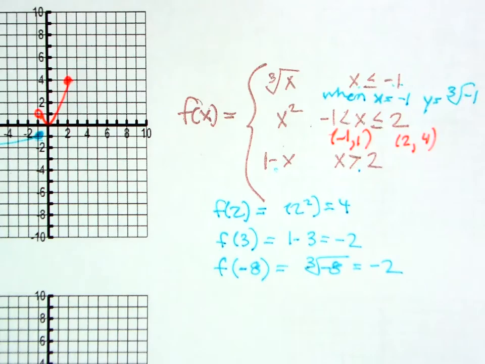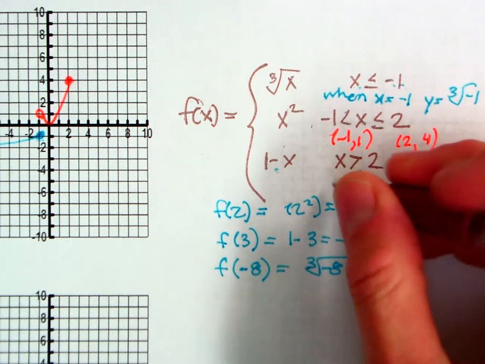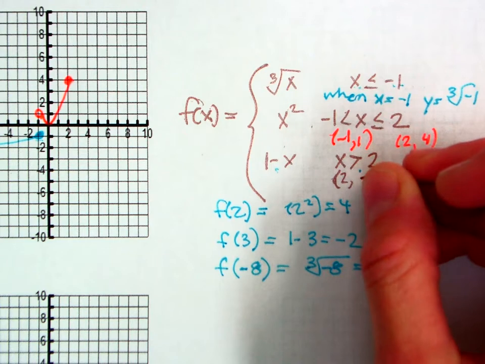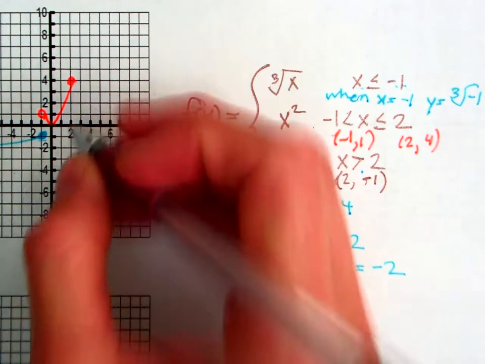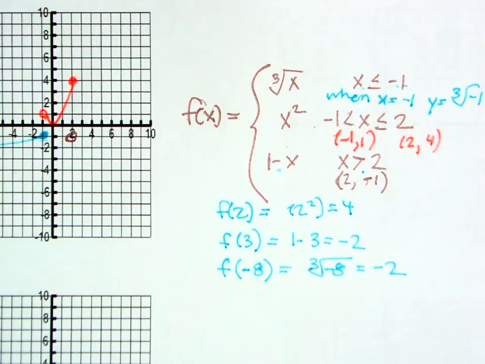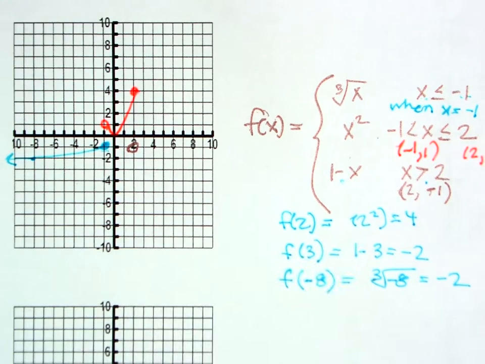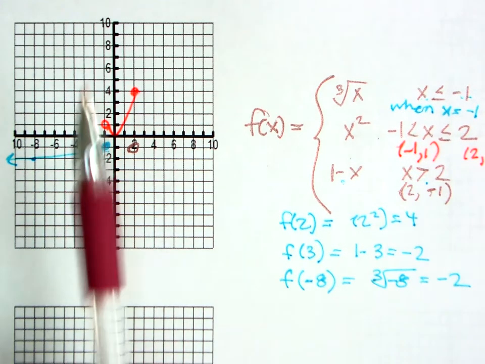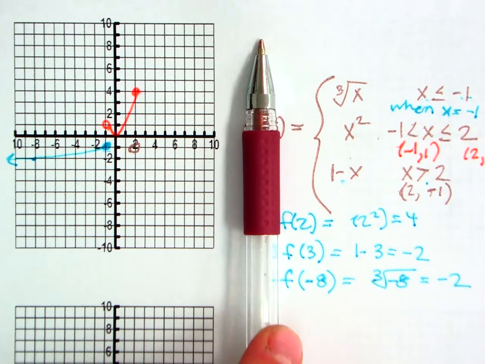Lastly, we have this function, 1 minus x. I'll plug in 2 for x, and I will get negative 1. So I'm plotting this point with an open circle. And then I'm not sure which direction this goes. I know that it is for x is greater than 2. So x is greater than 2 is going to be from here over.